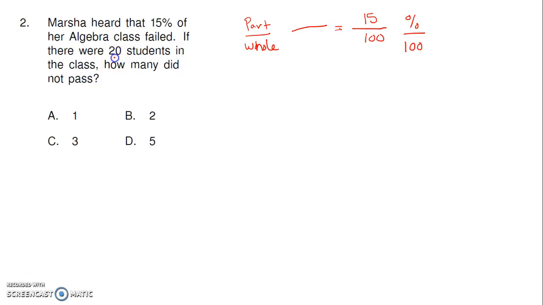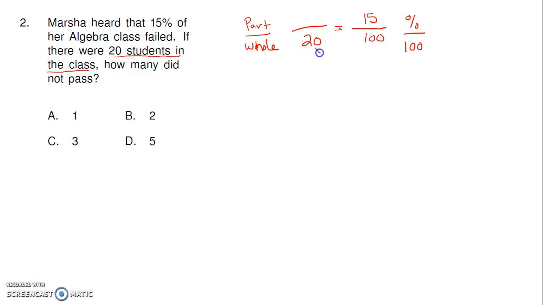There were 20 students in her class. So you say, is that the part that failed, or is that the entire or the whole amount of students in her class? Oh, that's the whole amount of students in her class. So if 15 out of every 100 students would have failed, how many out of 20 would have failed?